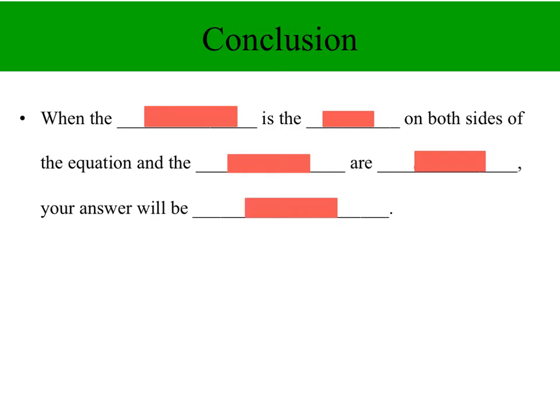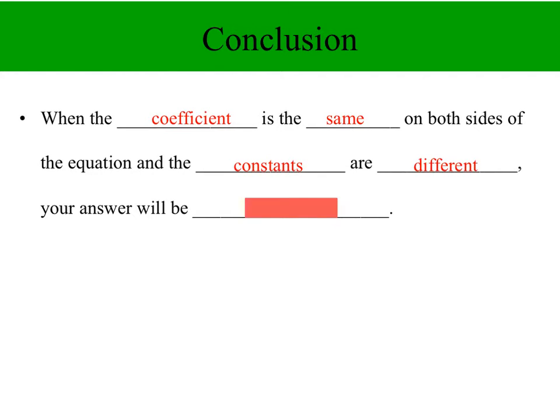So what we can conclude about no solution problems is when the coefficient is exactly the same on both sides of the equation, and then at the same time those constants are going to be different, then your answer would always be a no solution. And again, that's because those coefficients cancel since they're the same, and then the constants are different, which means you are never equal, so no solution.